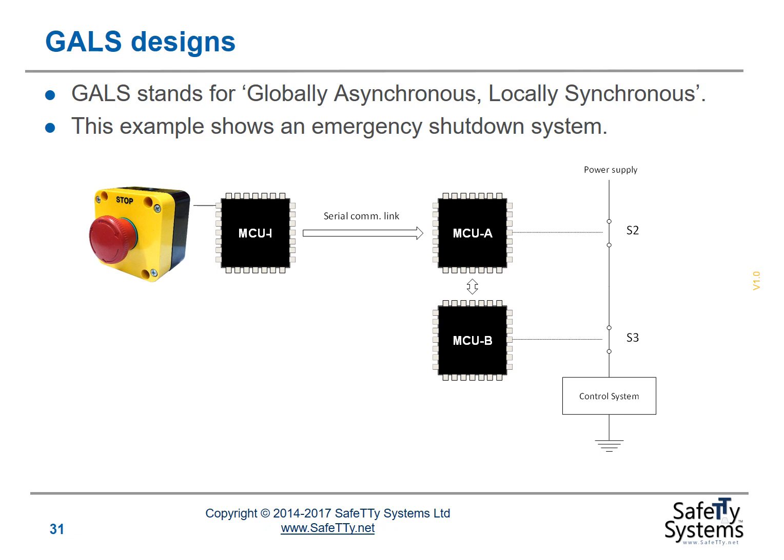If this is a GALS design, then there's no direct synchronization between MCU I and MCU A. So this is not a shared clock scheduler. MCU I and MCU A in a GALS design won't be running a shared clock scheduler. However, MCU A and MCU B may be running a shared clock scheduler. So in this example, we have a GALS arrangement.